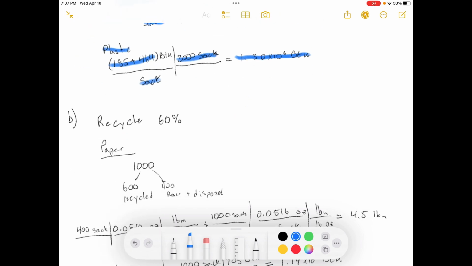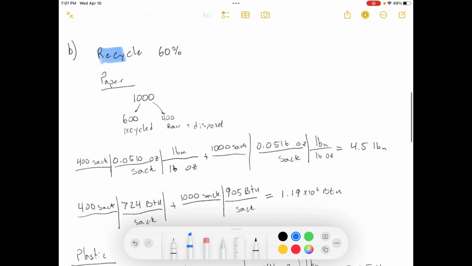Part B, estimate the number of grocery sacks used in a day in the United States. Nope, that is part C. Part B, repeat the calculations of part A, assuming that 60% of the used sacks are recycled. By what percentages are air emissions and energy consumption reduced for each sack material as a consequence of recycling? Okay, so now we're recycling sacks.